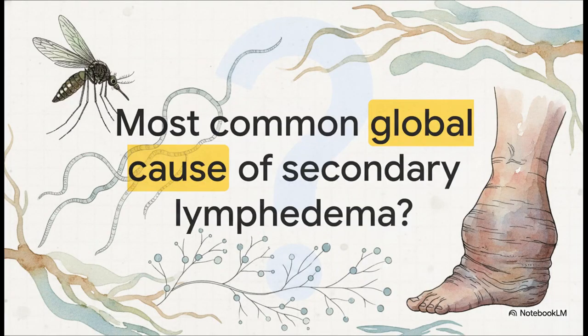Question 15. What is the most common global cause of secondary lymphedema? A. Axillary dissection. B. Lymphatic filariasis. C. Radiation. Or D. Cellulitis.